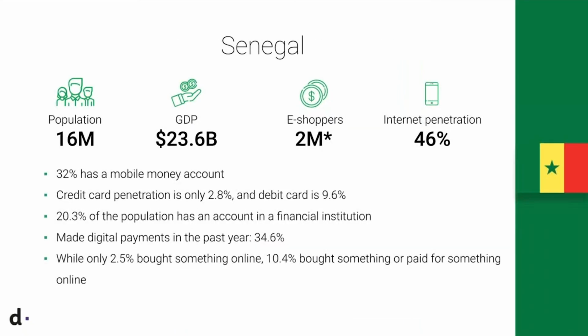The story is similar to what you see in Senegal. In Senegal, the population is roughly 16 million. The GDP is a lot lower than what you find in Ghana and Kenya. It's 23 billion with 2 million e-shoppers. Then there's a high internet penetration rate of 46%. Again, the story is consistent across Africa.